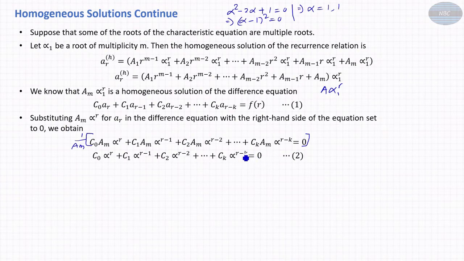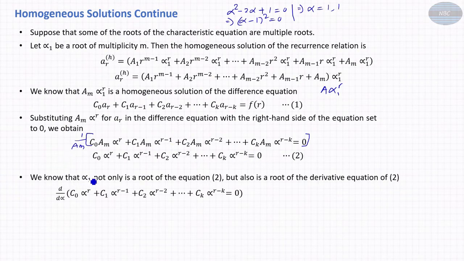is equal to 0. We know that alpha 1 is not only a root of this characteristic equation, equation 2, but also a root of the derivative of equation 2. So we will find the derivative of this equation with respect to alpha: d by d alpha of c0 alpha to the power r plus and so on up to ck alpha to the power r minus k is equal to 0.